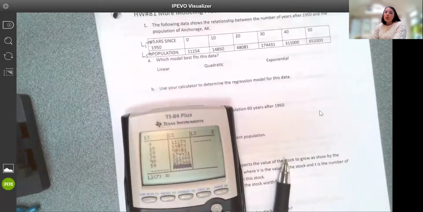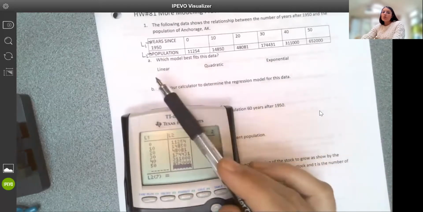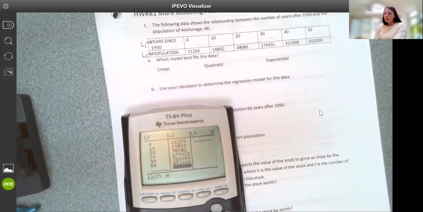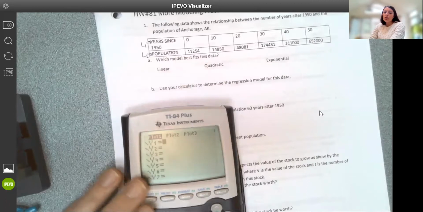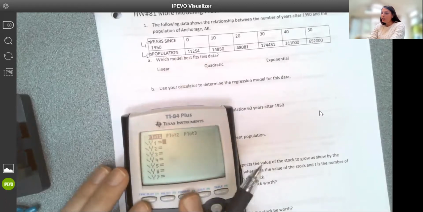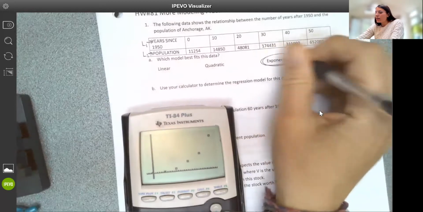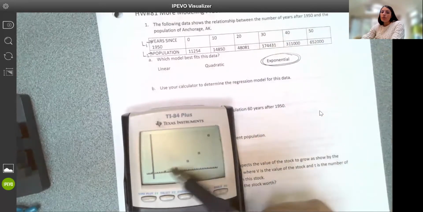Okay. Now we want to determine what model fits it best. So does it look linear or quadratic or exponential? Pause the video if you need to still enter in your table. So now I'm going into y equals, making sure my plot is on, I'm good. And I hit zoom 9 to see my data. And I would say that's pretty obvious that it's an exponential curve there, okay?